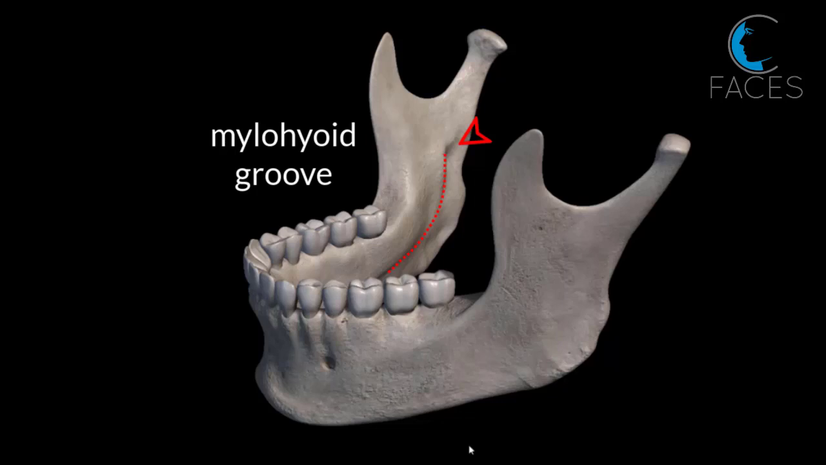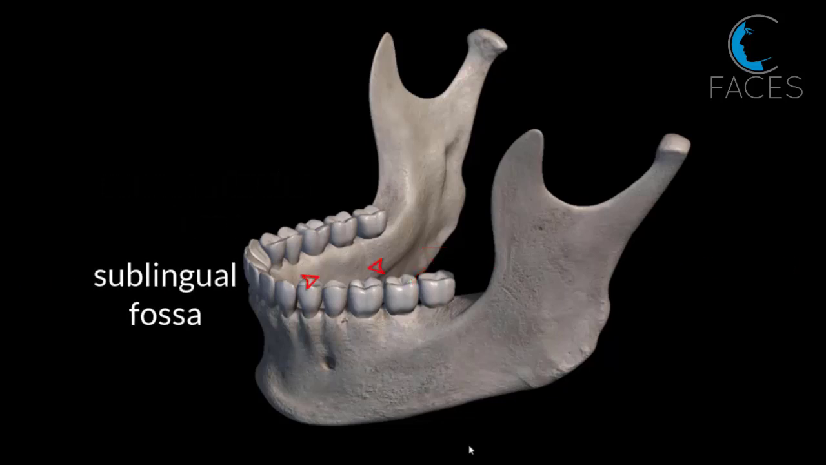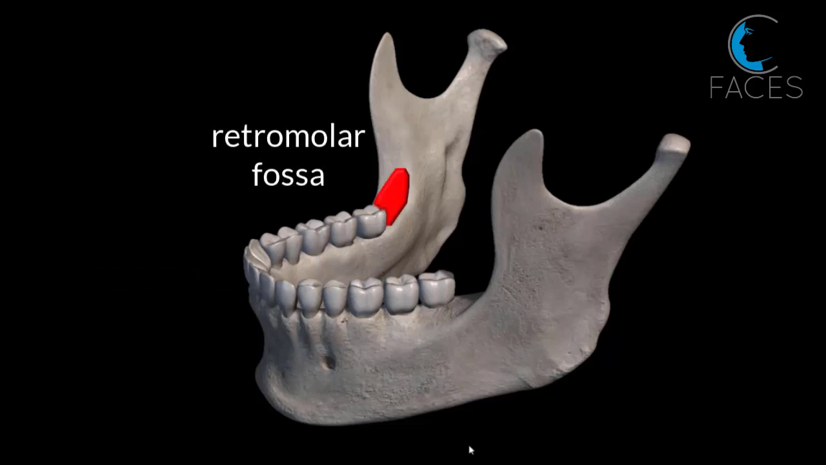Below the mylohyoid line is the submandibular fossa. It's the location of the submandibular gland. And a more shallow area above the mylohyoid ridge, in a more anterior location, is the sublingual fossa, the location of the sublingual gland. And then distal to the molars is a triangular depression called the retromolar fossa.